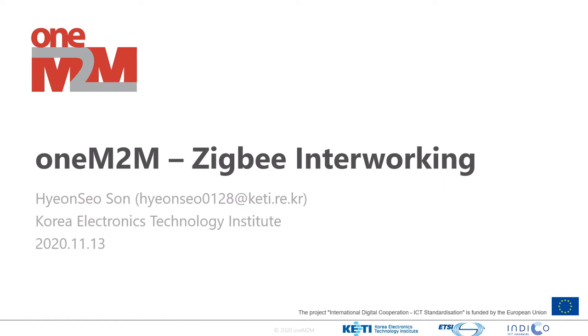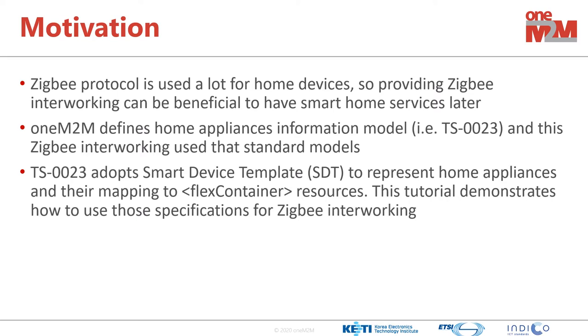Now let's have the other interworking practice with Hyunso, and this is oneM2M to Zigbee interworking. As a motivation, there are three topics that we're going to cover in this session. The first thing is Zigbee, and we chose Zigbee because it is still abundant in home IoT. It is still widely used in deployments.